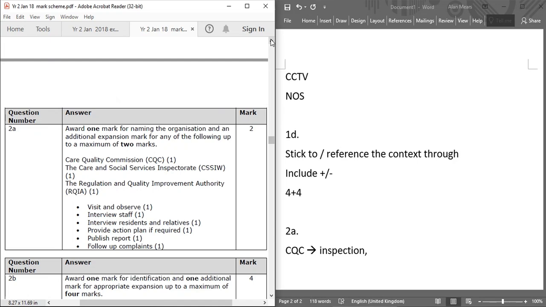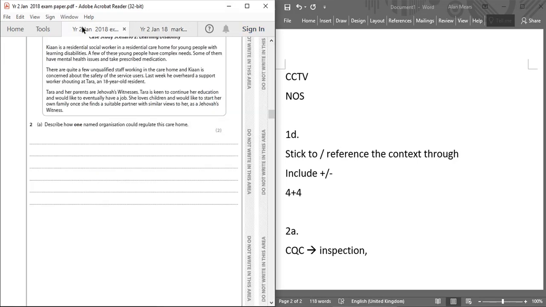Now, what they do, you can see: observe, interview staff, interview residents, look at action plans, publish reports, follow complaints. So a nice, straightforward early question, but I did like to flag this one up because it is slightly different to the format you see in papers from 2019, 2020, 21, 22. But as I say, this is the earliest paper I could get my hands on, and so I suspect this is why it has some different formatting for some questions, because it was an early paper.